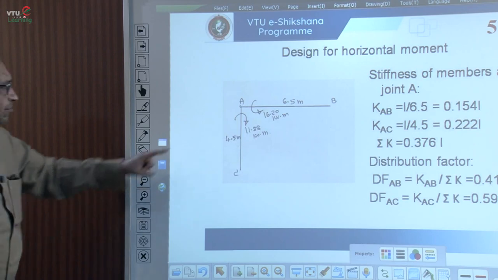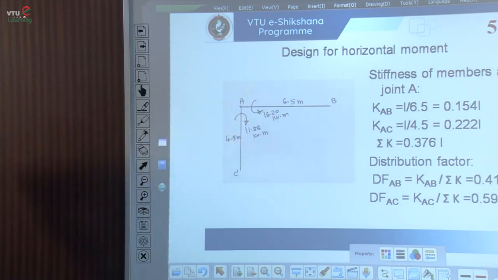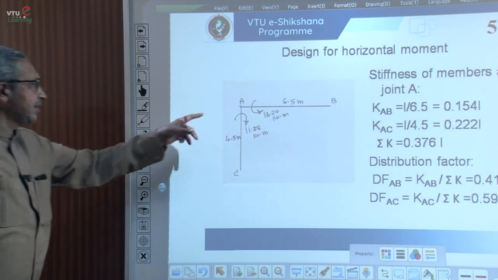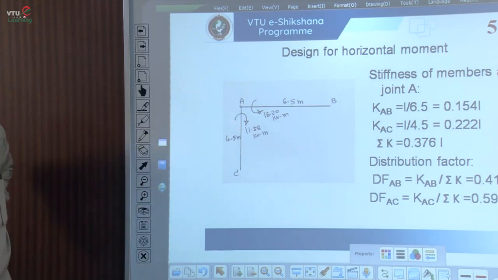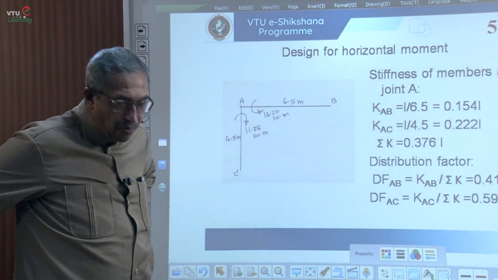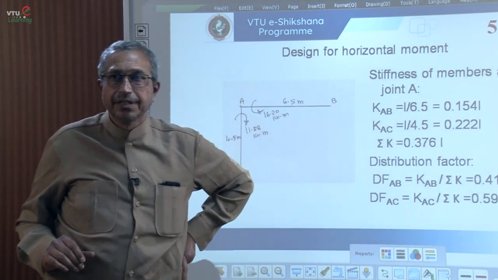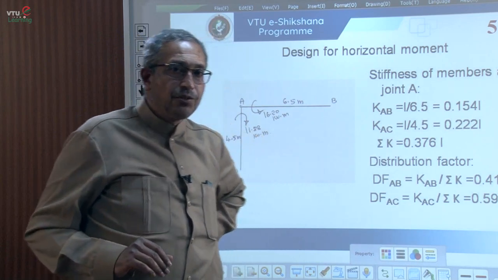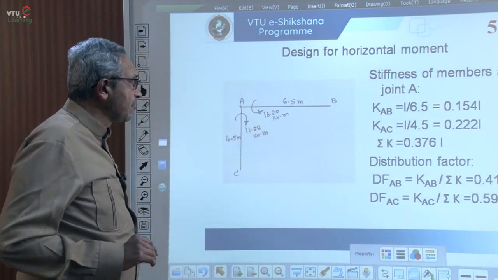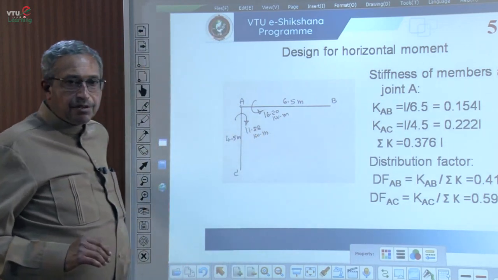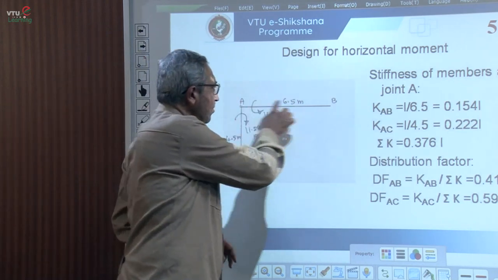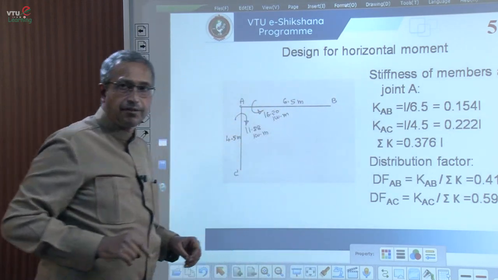So, two moments are acting as shown in the figure, and we need to calculate the final joint moment acting at that particular joint A. For this, we need to analyze by the moment distribution method. So, how to do this moment distribution method? The basic steps are, we need to calculate first the stiffness of the member AB.